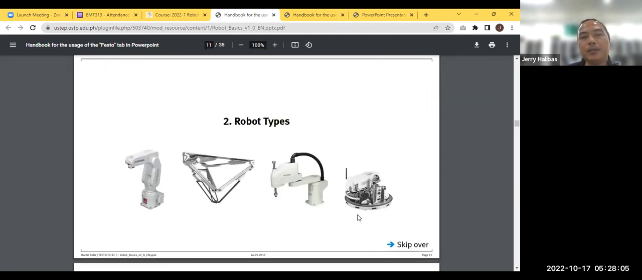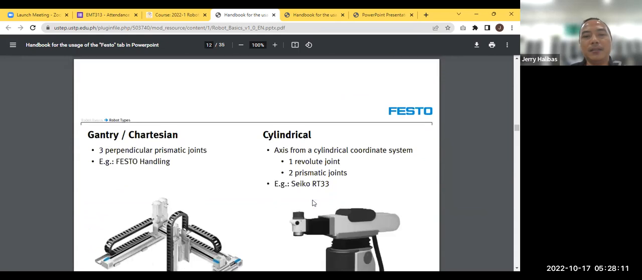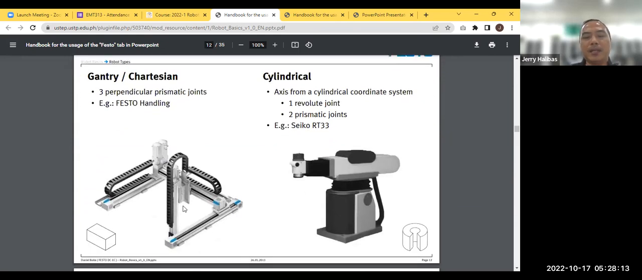Then for robot types, no? So wala ni dire, no? So ginapangutanan ako paadto na ko dito sa ilalom sa aircon.